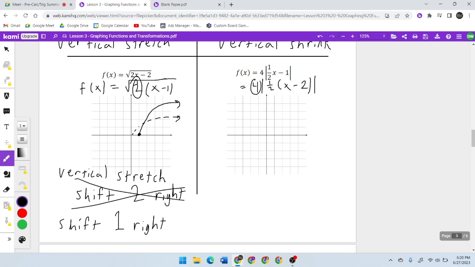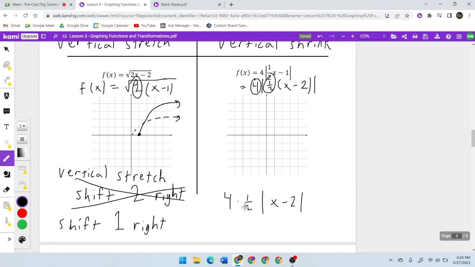The next thing you need to do is you need to say what's the total stretch factor. That's going to be a combination of the 4 and the 1/2. Now, by the way, the 1/2 is technically already absolute value. It's already positive. So if you want to, you can pull the 1/2 out in front and just multiply, and then still inside your absolute value, you have x minus 2. That's perfectly fine.